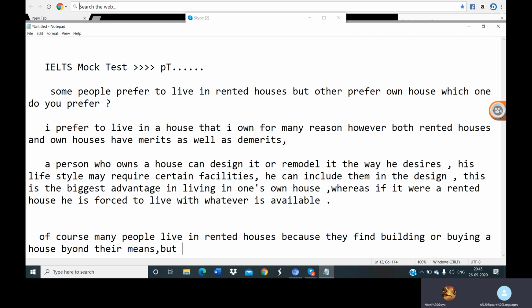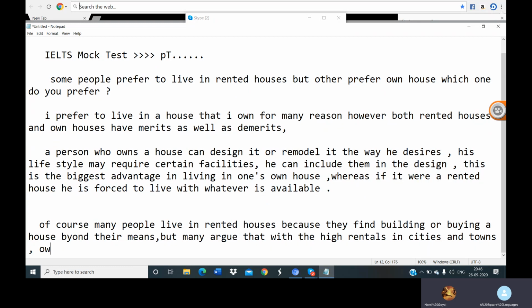But many argue that with the high rentals in cities and towns, owning a house is less expensive, because you have to justify your statement, right?